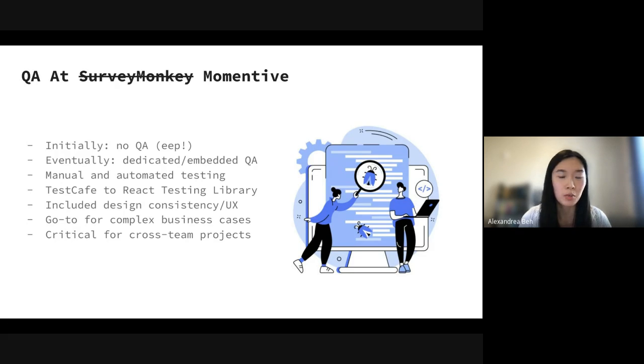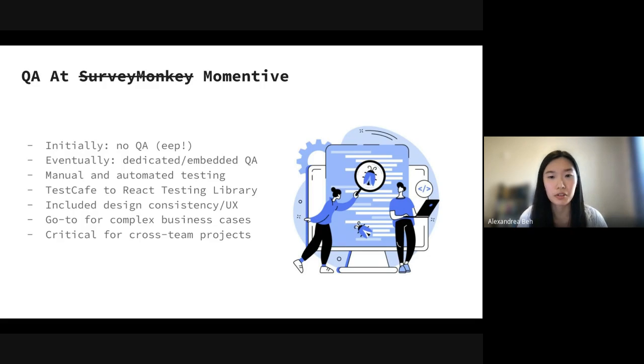The SurveyMonkey and Momentive products are pretty extensive at this point, and that means you could have many, many configurations in which to find bugs, and it can be hard to keep track of them all. Our QA person was the person who really kept track of that.